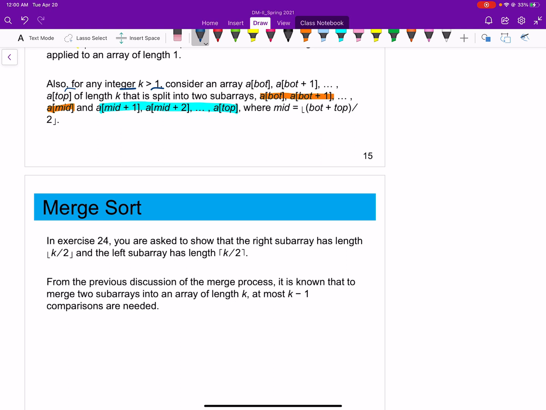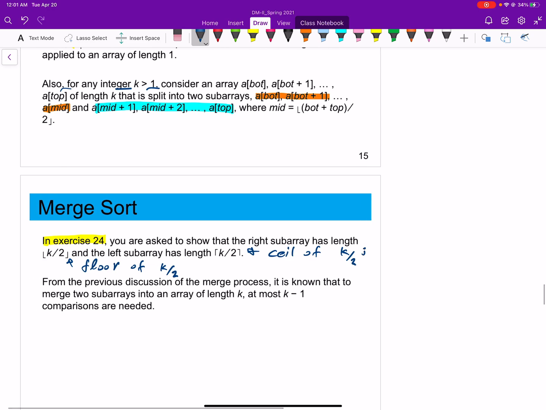And then in exercise 24, you are asked to show that the right subarray has length floor of k over 2, and the left subarray has length ceiling of k over 2. Let me write them, otherwise you might think they are the same. This is the floor function, floor of k over 2. This is the ceiling function, ceil of k over 2.